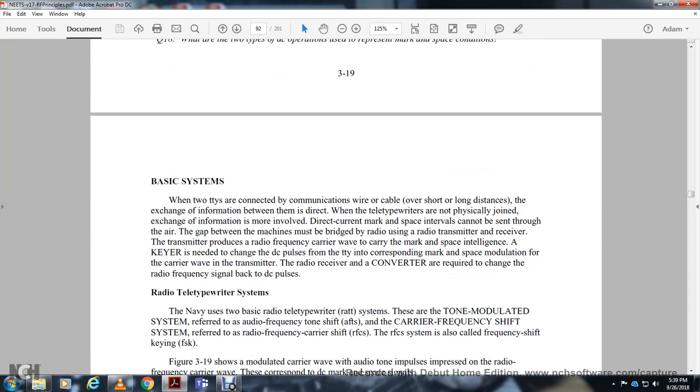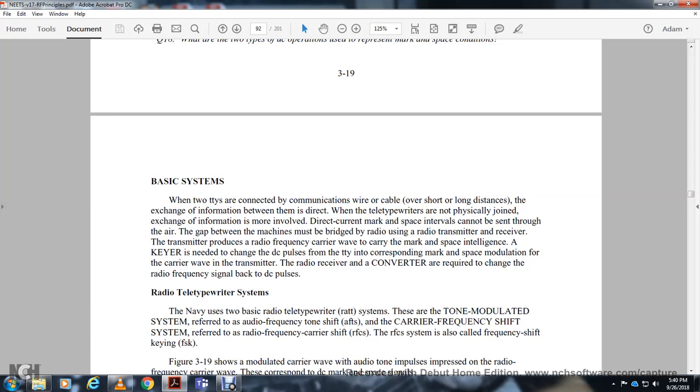Alright, your basic system. Two teletypewriters are connected with communication wire cable over short and long distances to exchange information between them. When the teletypewriters are not physically joined, the exchange of information must be done another way. The direct current marks and spaces cannot be sent through the air gap. The gap between the machines may be bridged by radio. The radio transmitter produces the radio frequency carrier, which carries the marks and spaces of the intelligence.